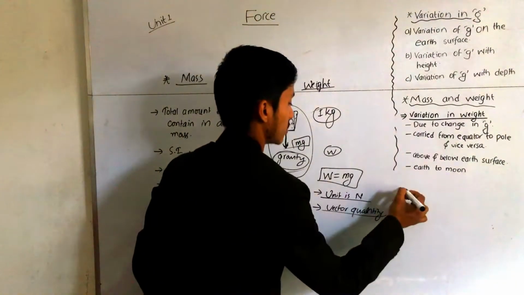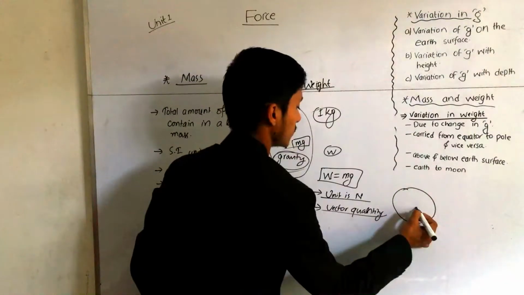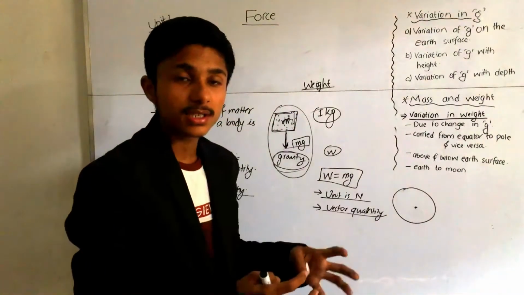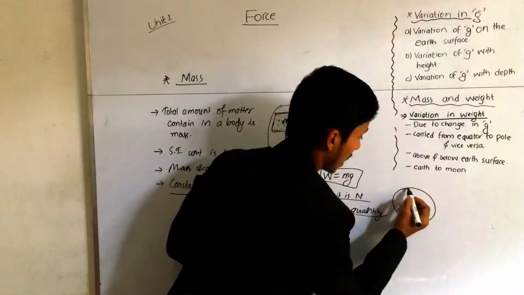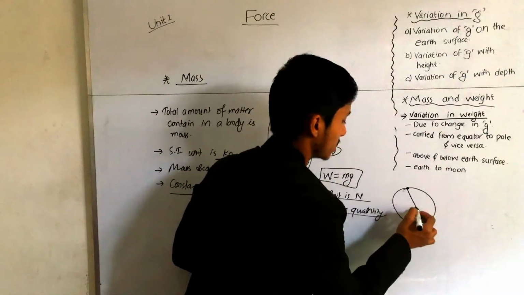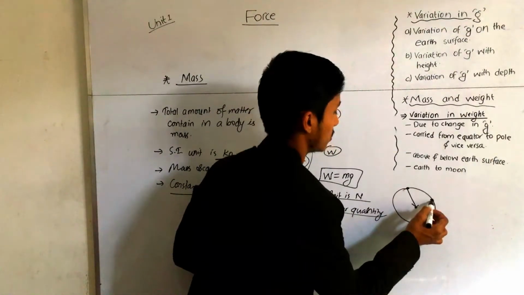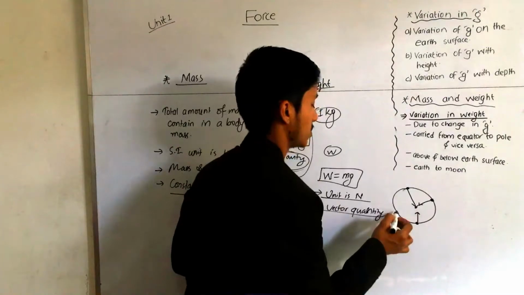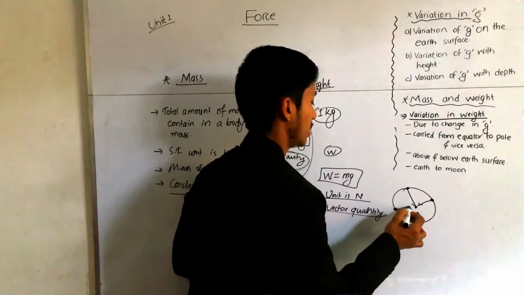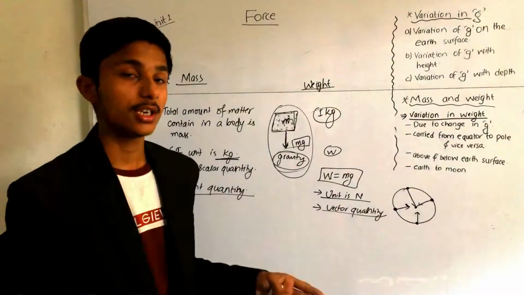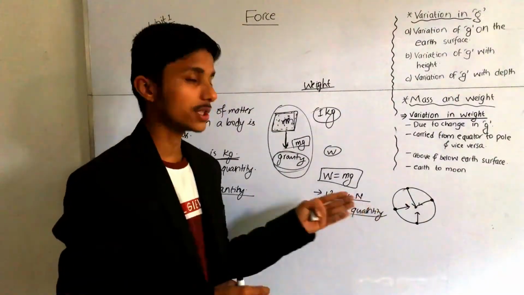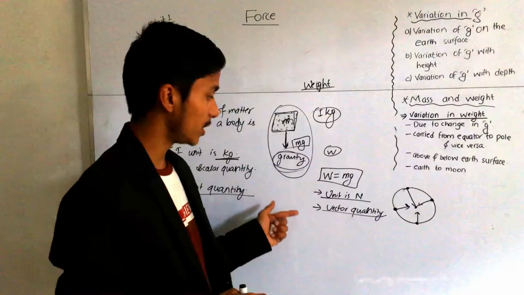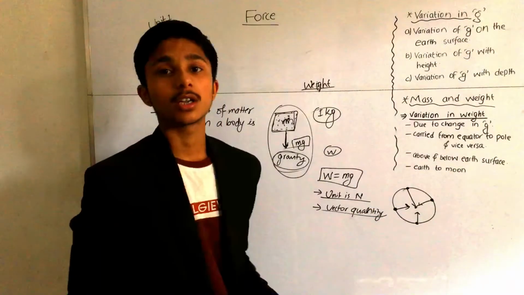Wherever you go on the Earth's surface, Earth always attracts any object towards its center. When I put this object here, it attracts the object towards the center. When I put the object here, it attracts towards the center. Even when I put it here, it attracts the object towards the center. It means the direction of this force is always towards the center of the Earth. From this, we can conclude that weight is a vector quantity.